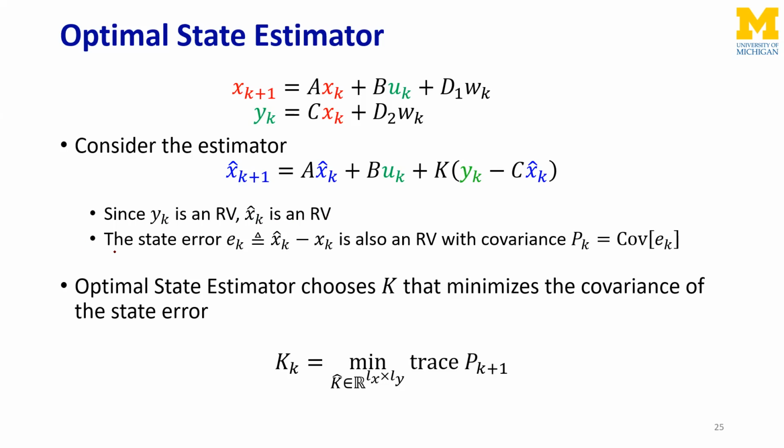Okay, so next we are going to define the state error as we did earlier. The state error is going to be x hat k, the estimated state, minus the true state. And this is also going to be a random vector because both of these are random vectors. We are going to define this matrix Pk, which is the covariance of the random vector ek. So Pk is the covariance of ek.